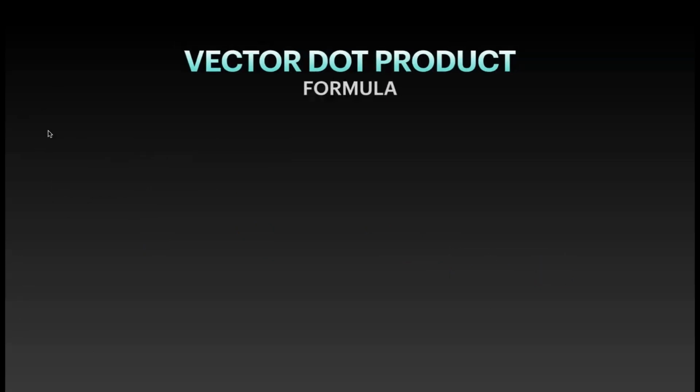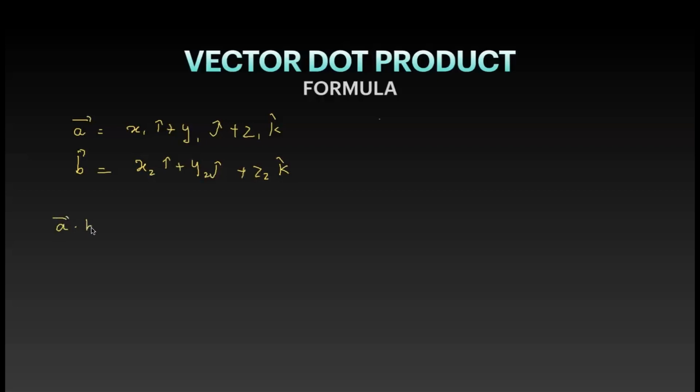Now, we'll deal with some formulas, how to perform dot product. Assume we have a vector A as x1 i cap, y1 j cap, z1 k cap, and vector B is x2 i cap, y2 j cap, z2 k cap. And if you want A dot B.